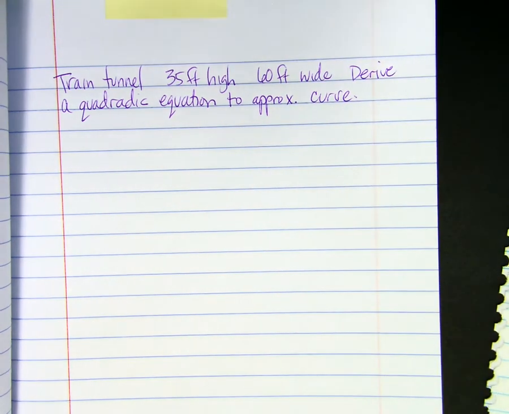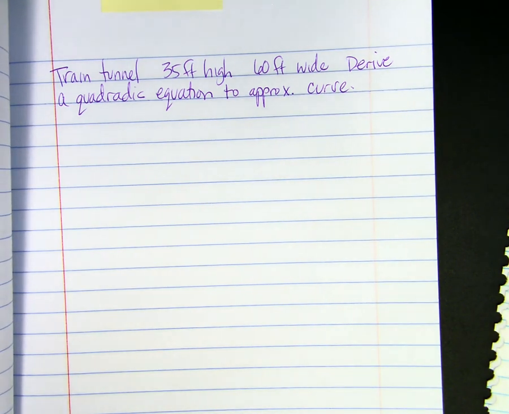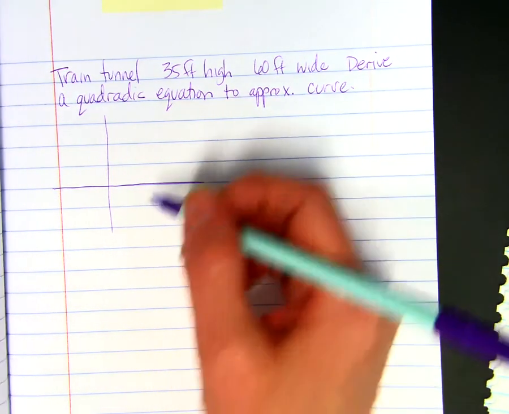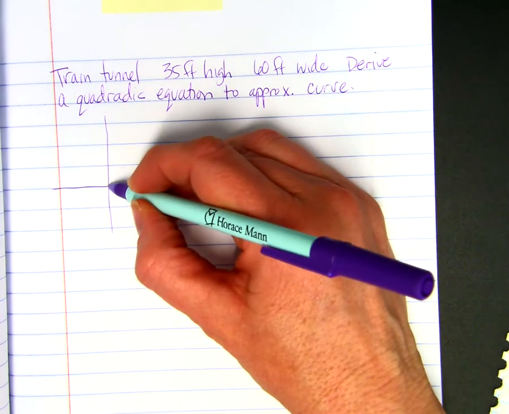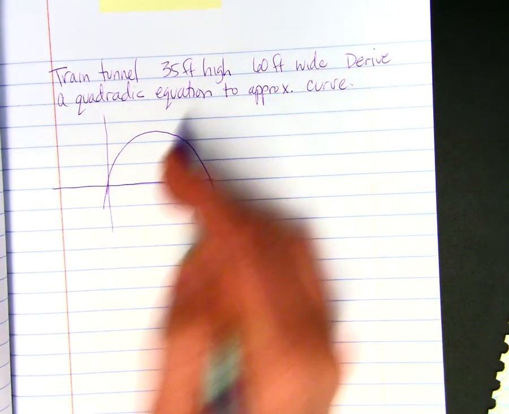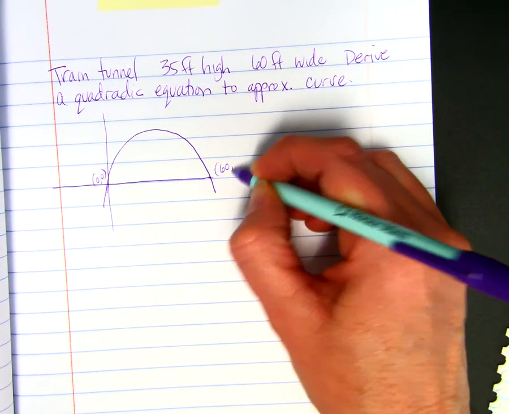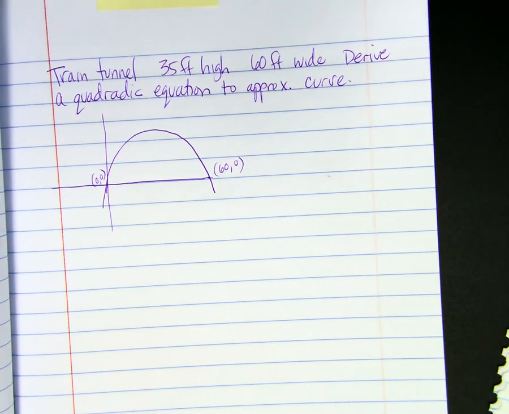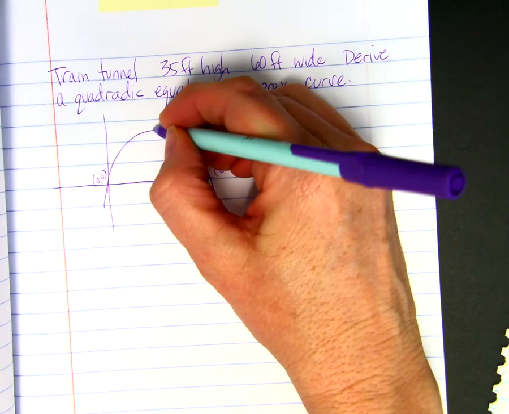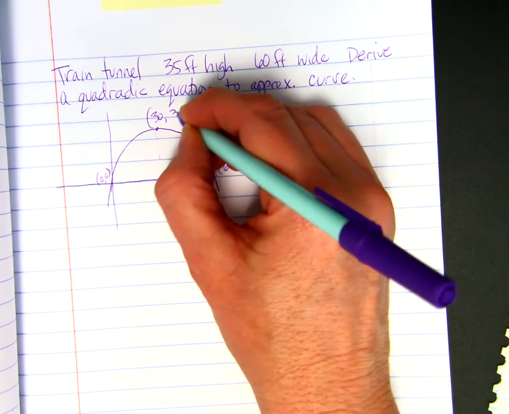So in other words, we need a quadratic equation. We want to approximate the curve. So if you think about a tunnel on the x-axis, and if it's 60 feet wide, we could put the curve right on it, so it goes through 0, 0 and 60, 0. So those would be our x-intercepts, which are our zeros. And then the vertex at the highest point would be right in the middle, so 30, 35.